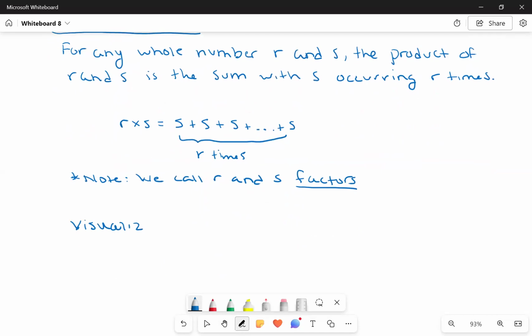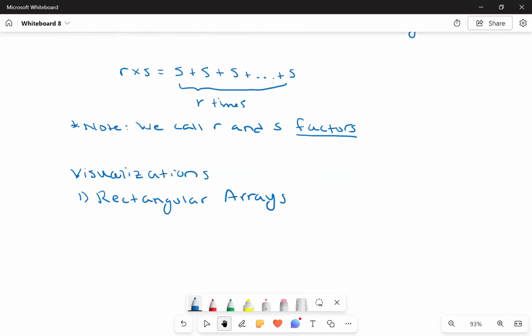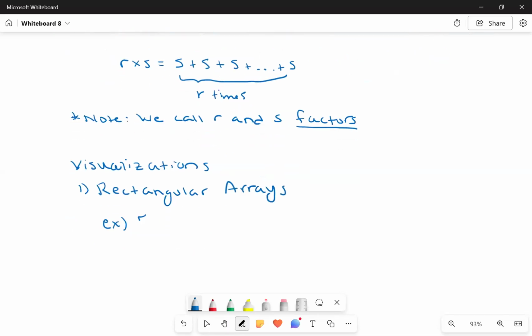We're going to view this two different ways. One way is kind of simplistic when we're talking about small numbers. The visualizations we're going to focus on first are rectangular arrays. So, for example, let's do 5 times 3. There are two ways to think about this.